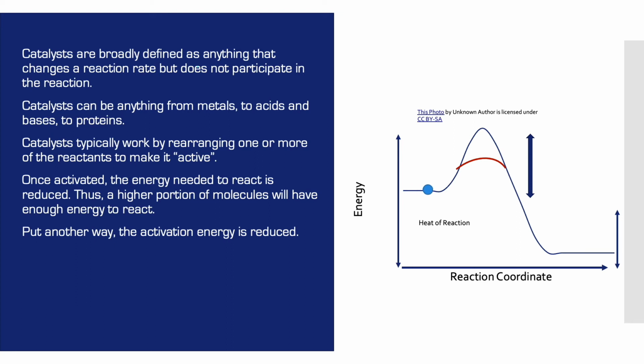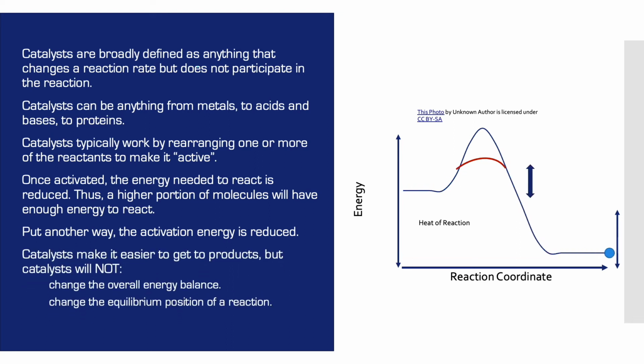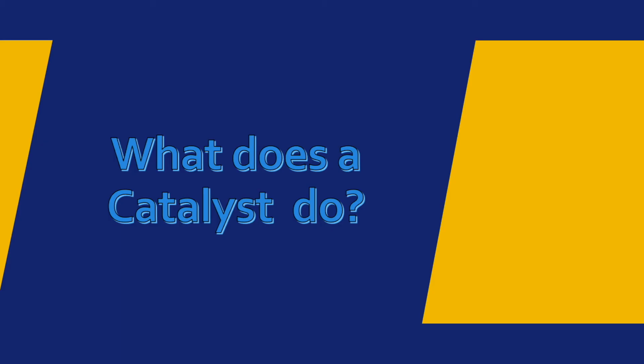Put another way, the activation energy is also reduced. Catalysts make it easier to get to products, but catalysts will not change the overall energy balance or change the equilibrium position of a reaction. So what does a catalyst do?